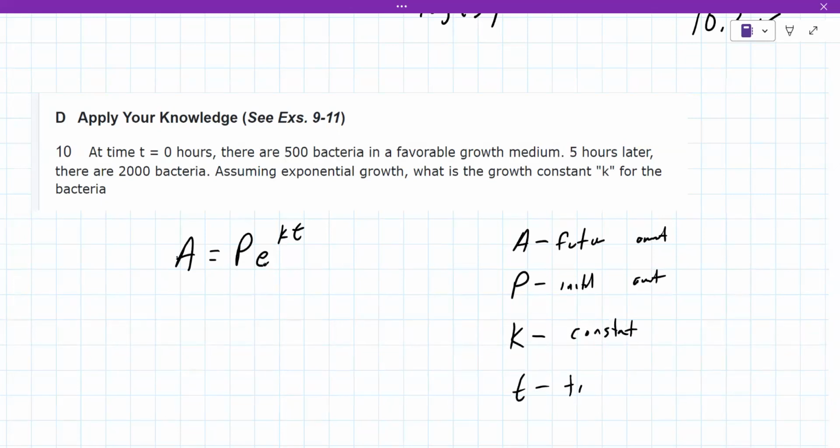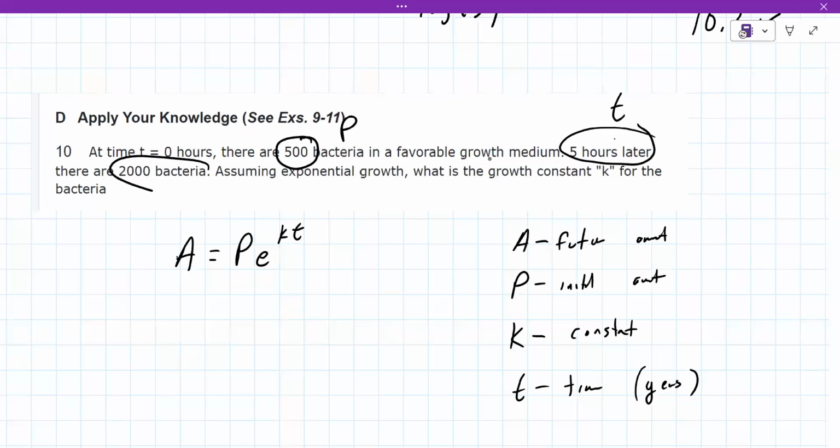And T is the time, typically in years. All right, so let's take a look at this. It says at time T equals 0, there are 500 bacteria in favorable growth medium. So that 500 represents the value of P. It's the starting amount. 5 hours later, that's T, there are 2,000 bacteria. That's A, that's the future amount.